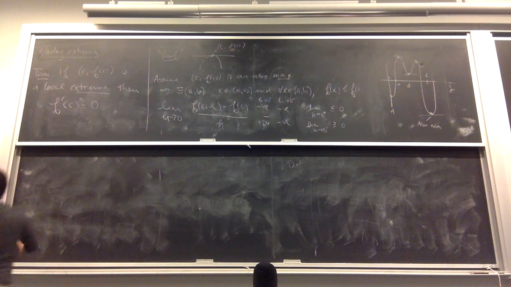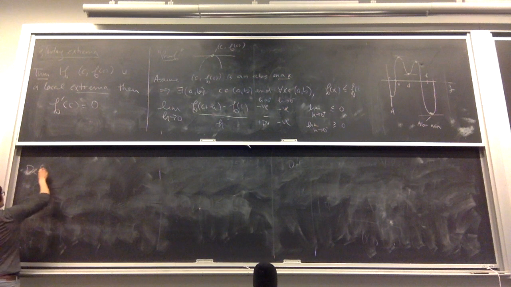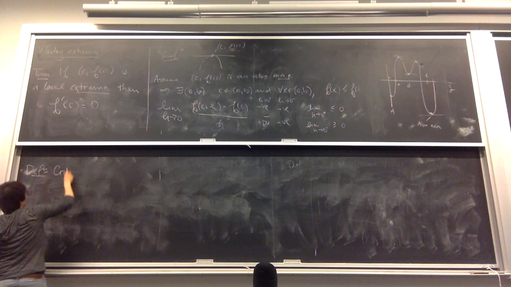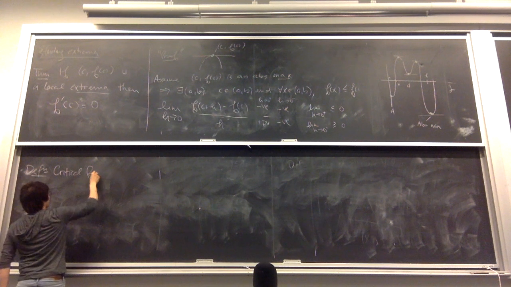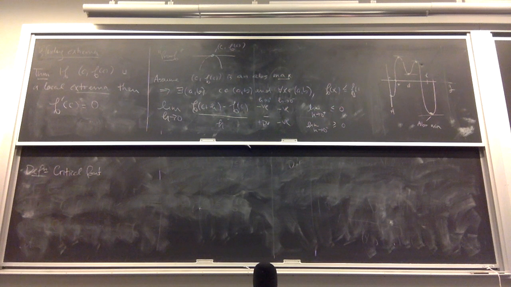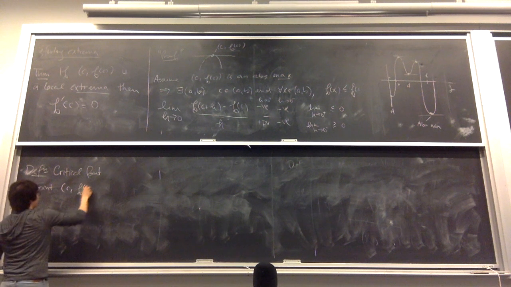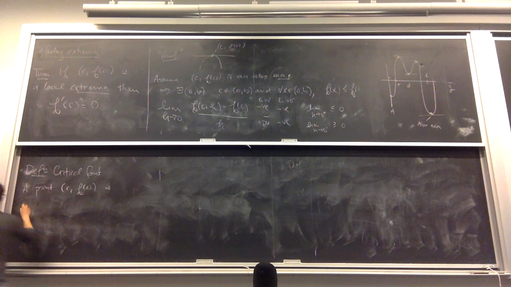At this point, we can give a definition for what a critical point is. We're going to give it a name because I don't want to say 100 times where the derivative is zero or where the tangent is horizontal. In mathematics, if we use something a lot, we have to give it a name. So a point c, f of c, is called a critical point.